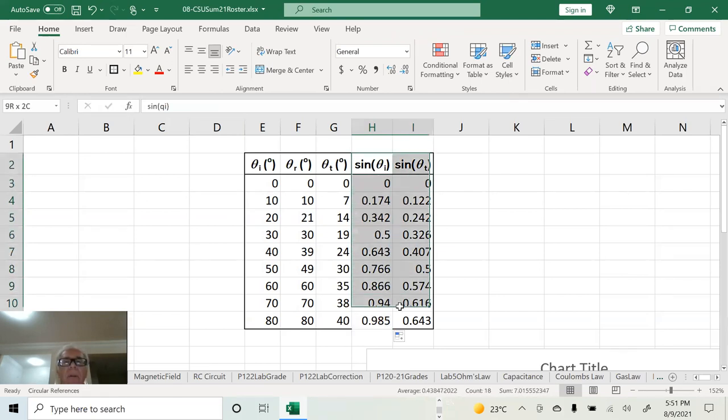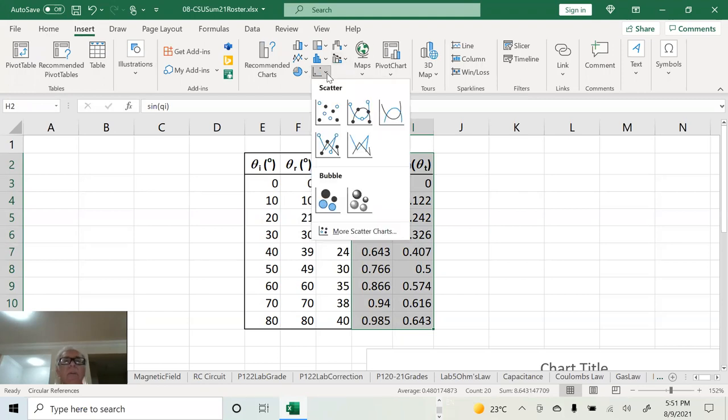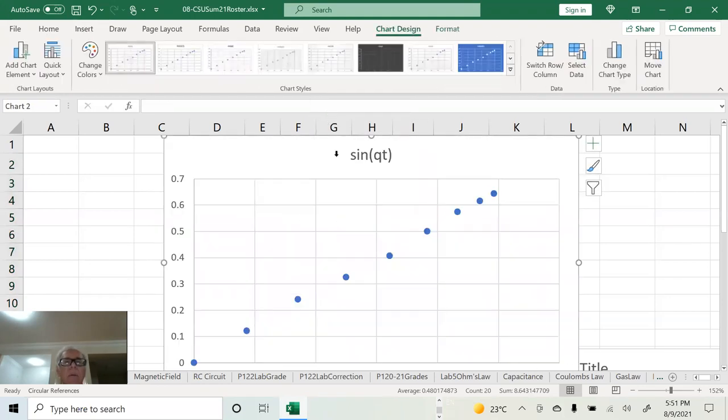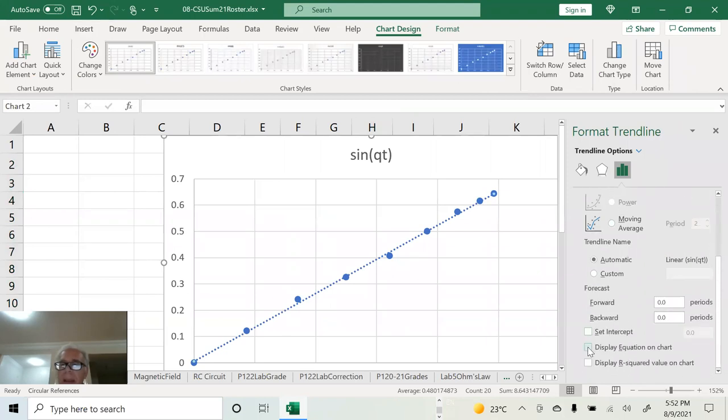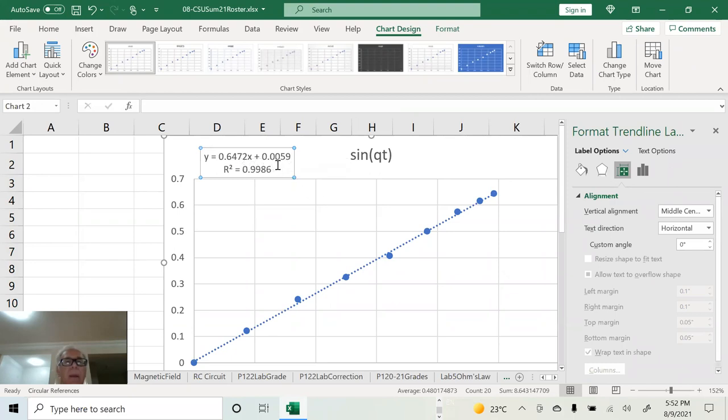Now let's plot this one, sine of theta of transmission with sine of theta of incidence. Insert, here you go. It's clearly linear. Let's see what the intercept and the slope are. I'm getting a slope of 0.6472. The intercept is 0.0059. Okay.